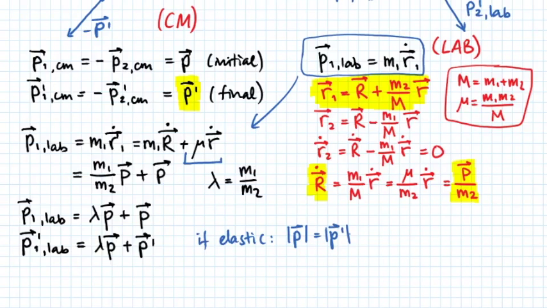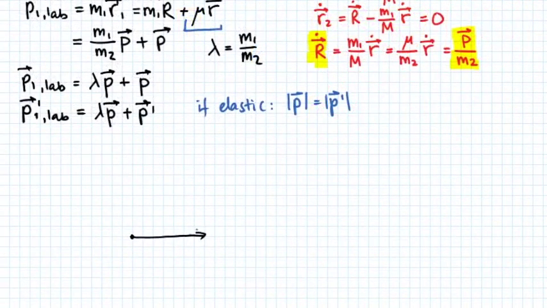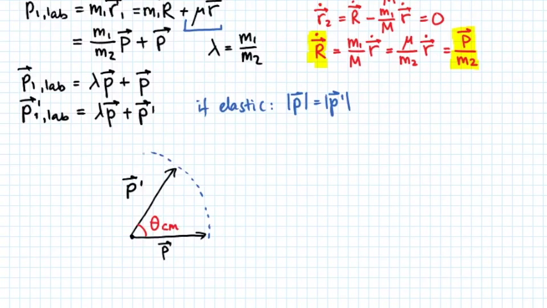Now we can graphically represent this result. Given the momentum of the incoming particle, P, in the center of mass, and the momentum of the particle after the collision, P prime, the angle between them is given by theta in the center of mass. And remember that because the collision is elastic, we are looking at P prime being equal to P.